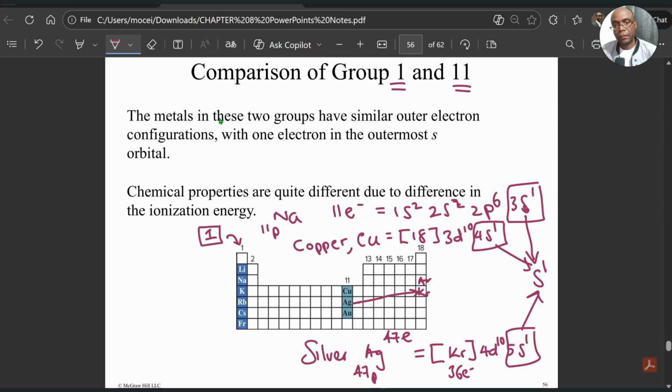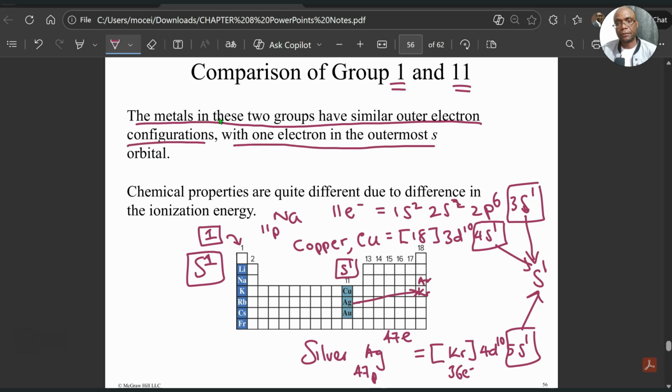Okay, most likely it's going to be s1, the outermost orbital or subshell. And so you're seeing these ones will also have s1. So the metals in these two groups have similar outer electronic configuration with one electron in the outermost s orbital. The chemical properties are quite different due to difference in ionization energies, correct? These ones will readily react to lose the one electron compared to the copper, silver, and such.